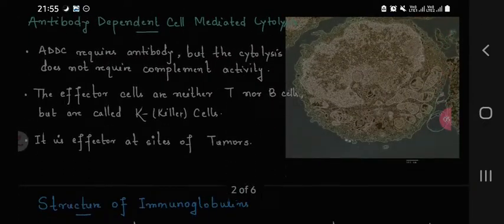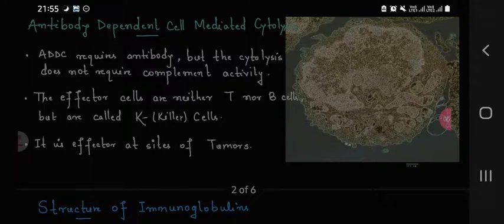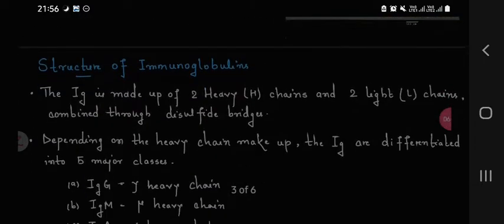Antibody dependent cell mediated cytolysis. ADCC requires antibody, but the cytolysis does not require complement activity. The effector cells are neither T nor B cells but are called K or killer cells. It is effective at sites of tumors.